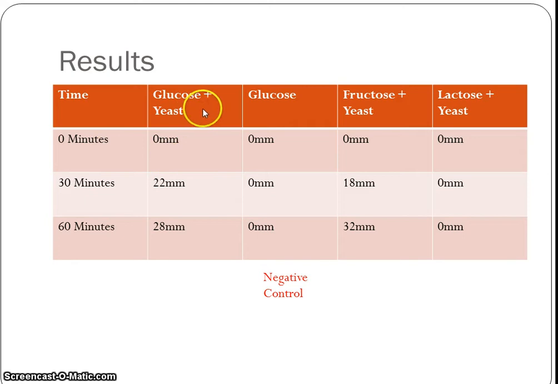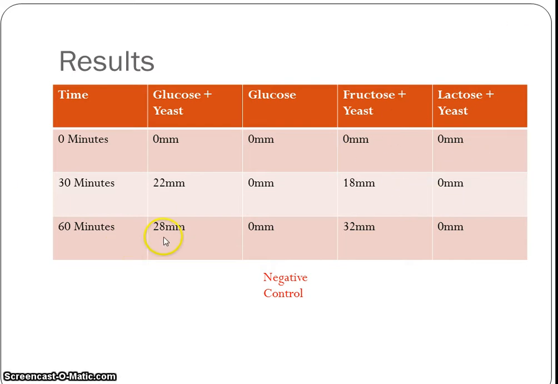So as you can see, everything at 0 minutes had a carbon dioxide air bubble measuring 0 millimeters. After 30 minutes, the glucose and yeast had an air bubble of 22 millimeters. Glucose itself, as we predicted, as our negative control identified, had no carbon dioxide air bubble. Fructose and yeast had an air bubble of 18 millimeters. Lactose and yeast had no air bubble.